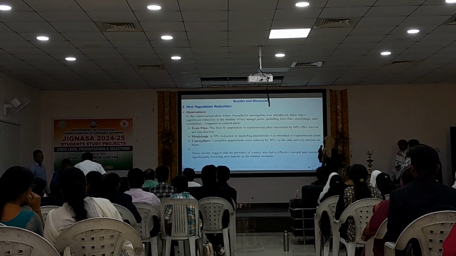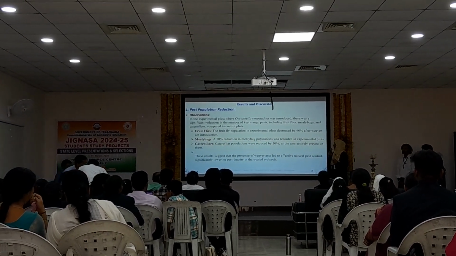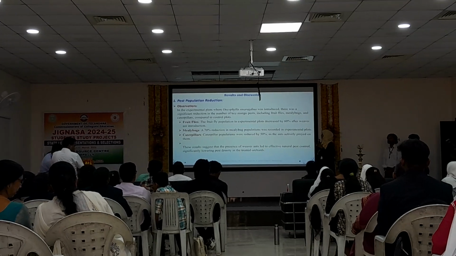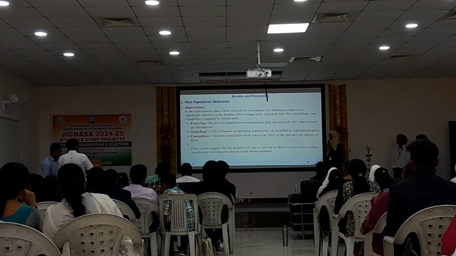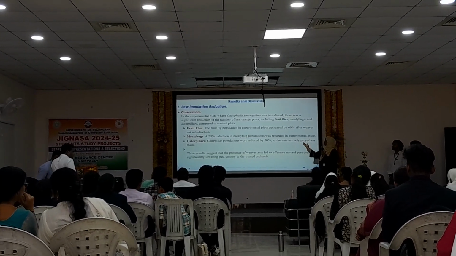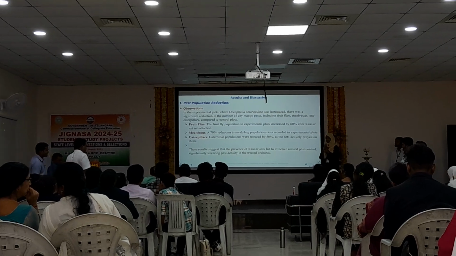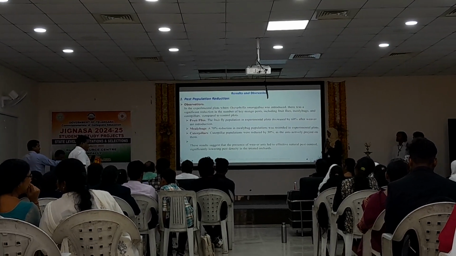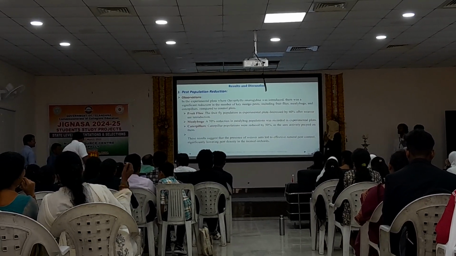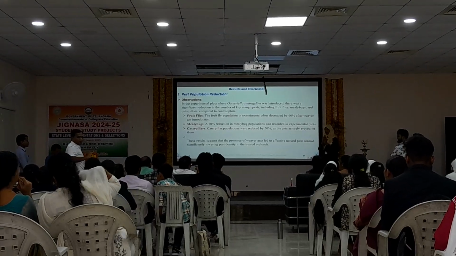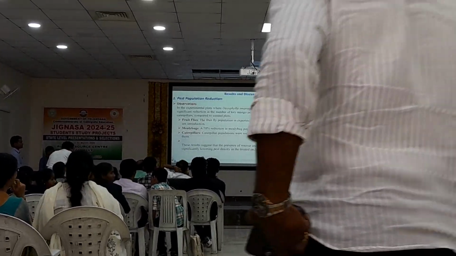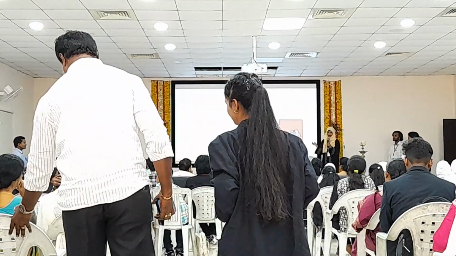Pest population and reduction. We observed that in the experimental plots where weaver ants were introduced, there was a significant reduction in key mango pests, including fruit flies decreased about 60%, mealybugs decreased about 70%, and caterpillars decreased about 50%. These results suggest that the presence of weaver ants led to effective natural pest control and significantly lower pest density in the orchards. Next slide, please.